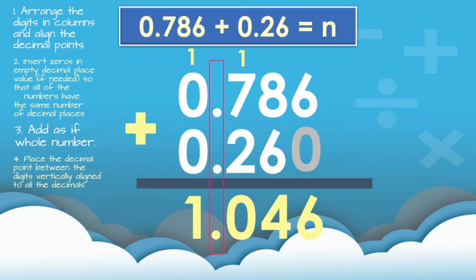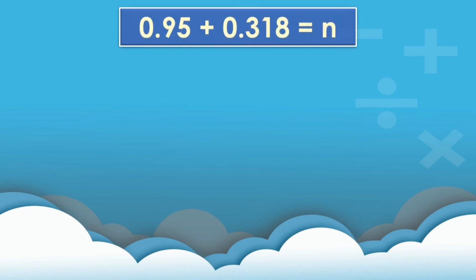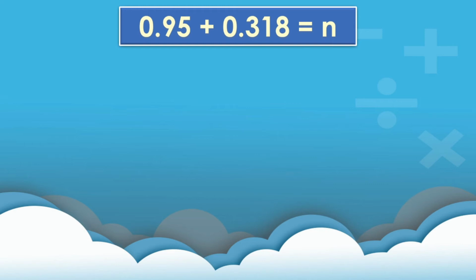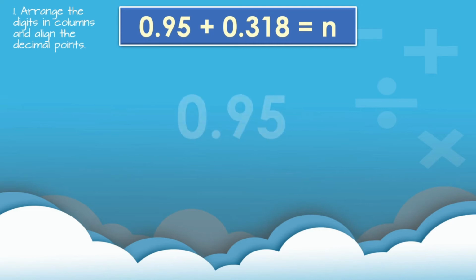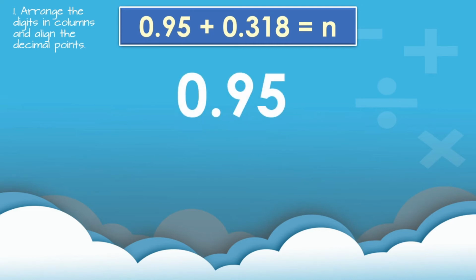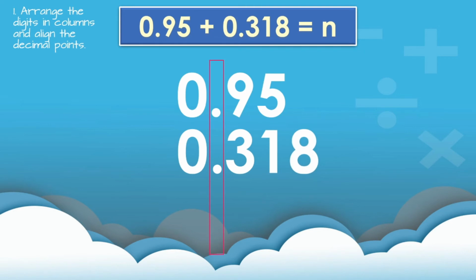So, that's how we are going to add decimal numbers. We're just going to follow 4 steps. Para mas maunawaan, I still have another example. This time, we're going to add 95 hundredths plus 318 thousandths. Again, we're going to arrange the digits in columns and align the decimal points. We're going to put the first addend, 95 hundredths, then align the decimal point, then we're going to write the second addend according to its place value.